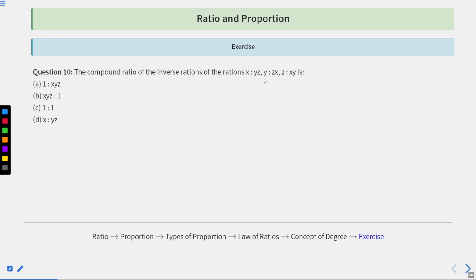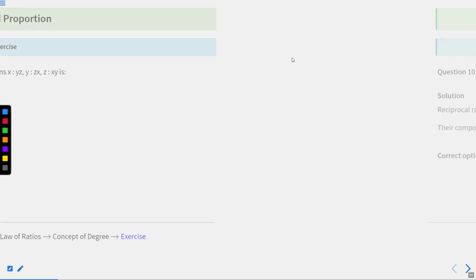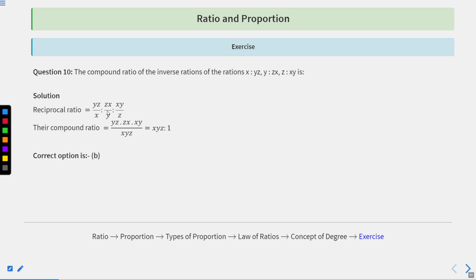Question number 10. The compound ratio of inverse ratios of the ratios x is to yz, y is to zx, and z is to xy is. So reciprocal of yz upon x is to zx upon y is to xy upon z. So their compound ratio is yz into zx into xy upon xyz. So that means xyz is to 1. So the correct option here will be option number B.